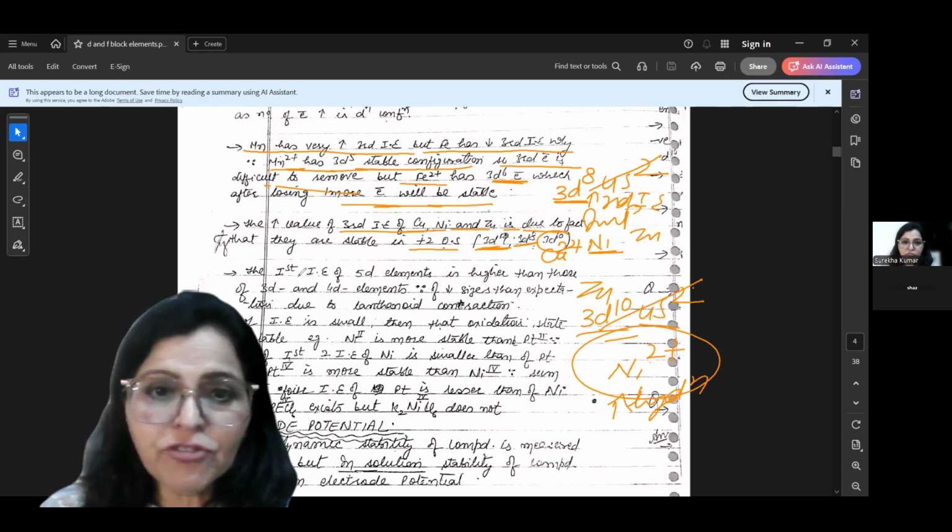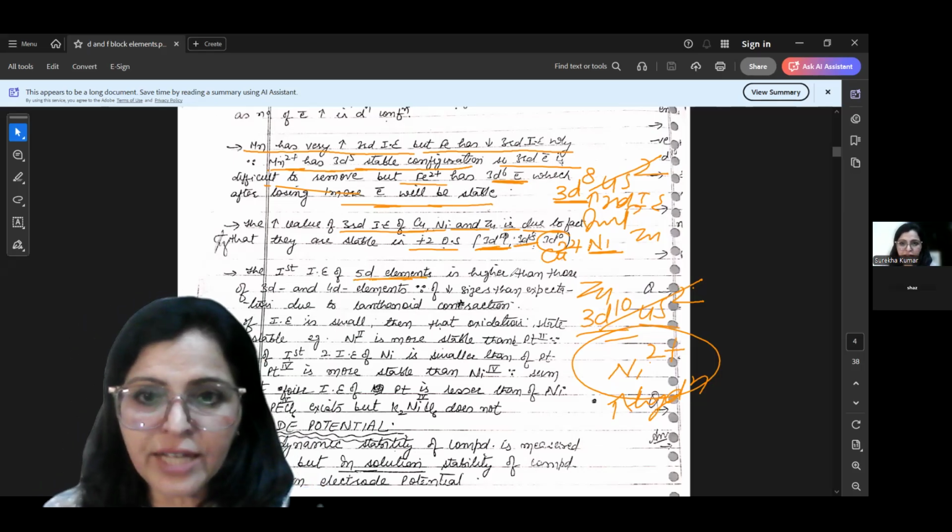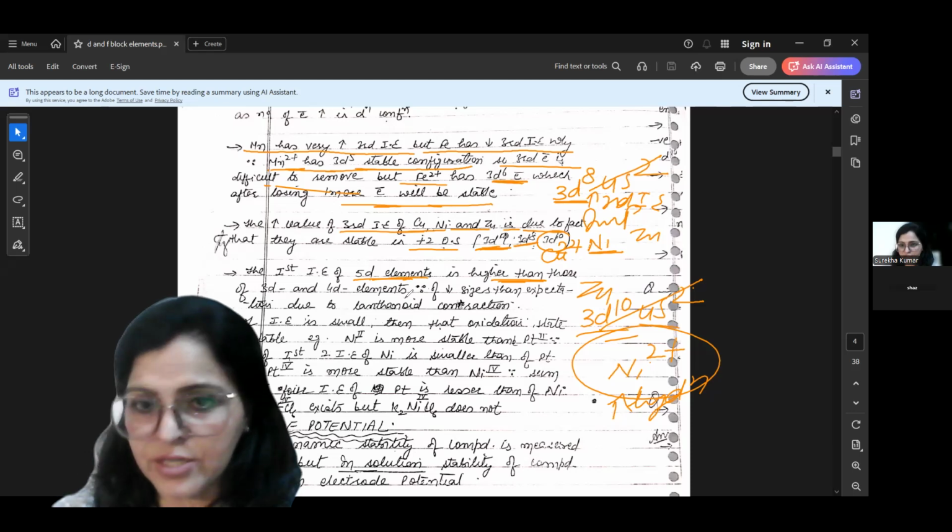Next is: the first ionization energy of 5d elements is higher than those of the 3d and 4d transition elements.